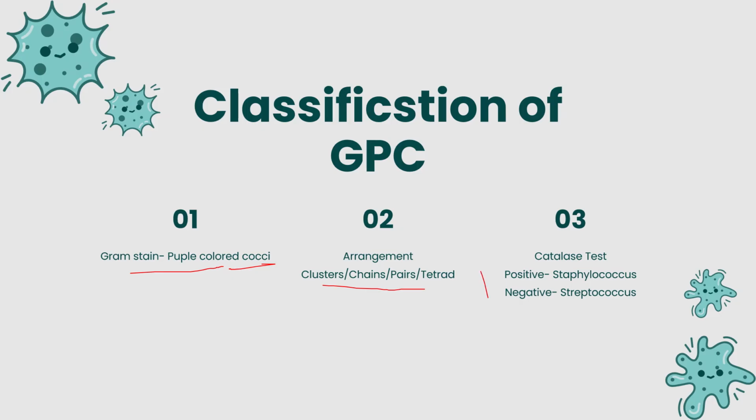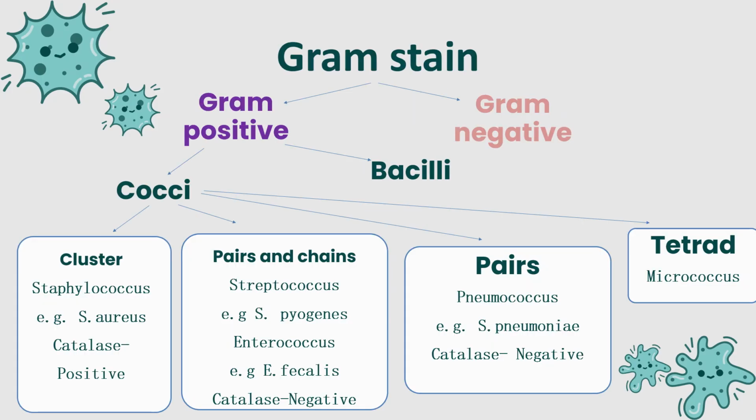And on performing the catalase test to confirm, we get positive catalase test in staphylococcus and negative in case of streptococcus. So this is a flow chart showing first you will be doing gram staining, gram positive, gram negative, cocci, bacilli, clusters, pairs, and chains, pairs, and tetrad. So this is a simple classification of gram positive cocci.